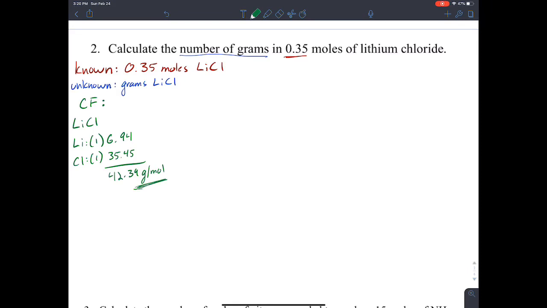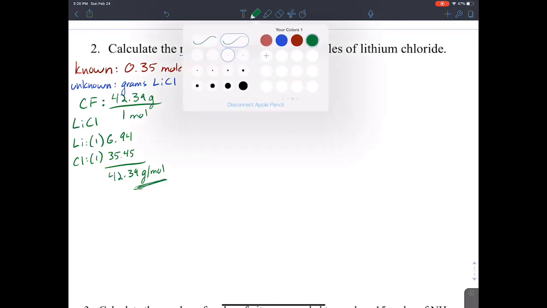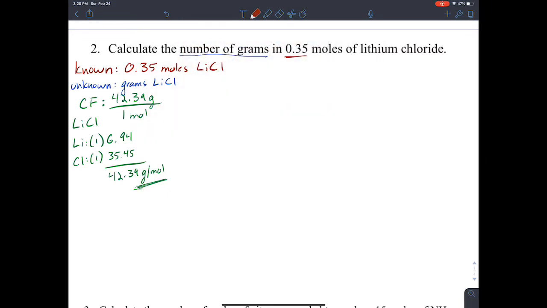Yay, a conversion factor built in. 42.39 grams per every 1 mole. So there's our conversion factor. That's how we can relate moles to grams, grams to moles. So now we just have to set this up. Our known comes first, 0.35 moles of lithium chloride, and if you like, you can make this over 1, so you can start building your railroad tracks, as they call it.